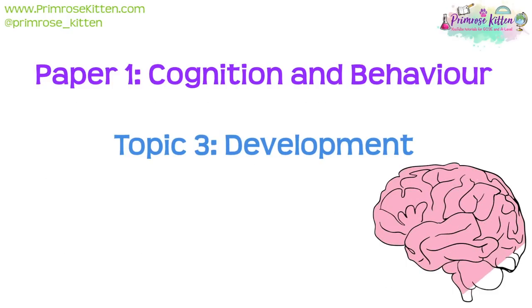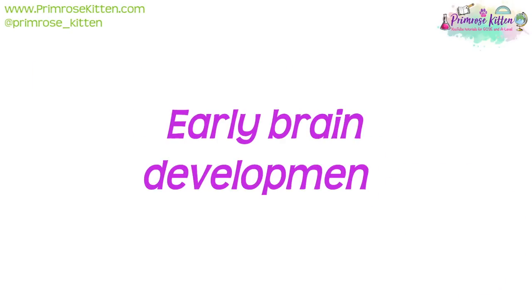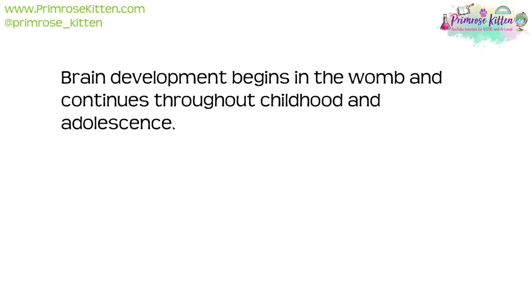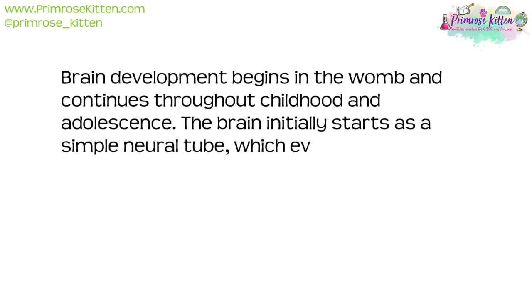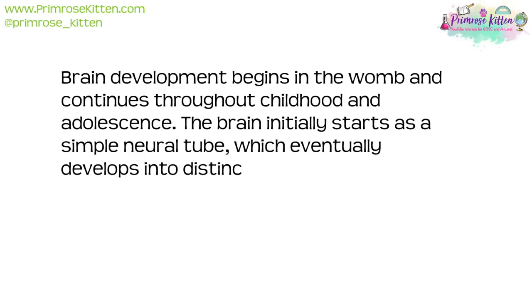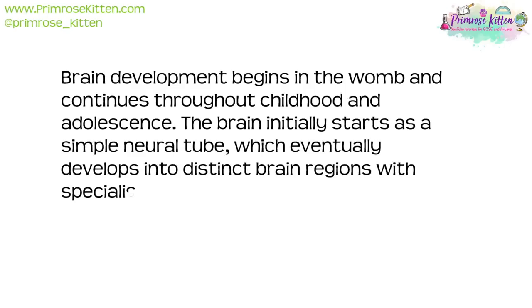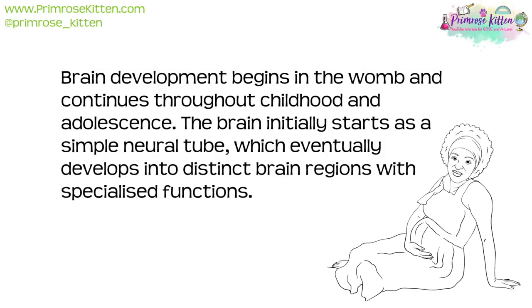Topic 3, development. Early brain development. Brain development begins in the womb and continues throughout childhood and adolescence. The brain initially starts as a simple neural tube, which eventually develops into distinct brain regions with specialised functions.